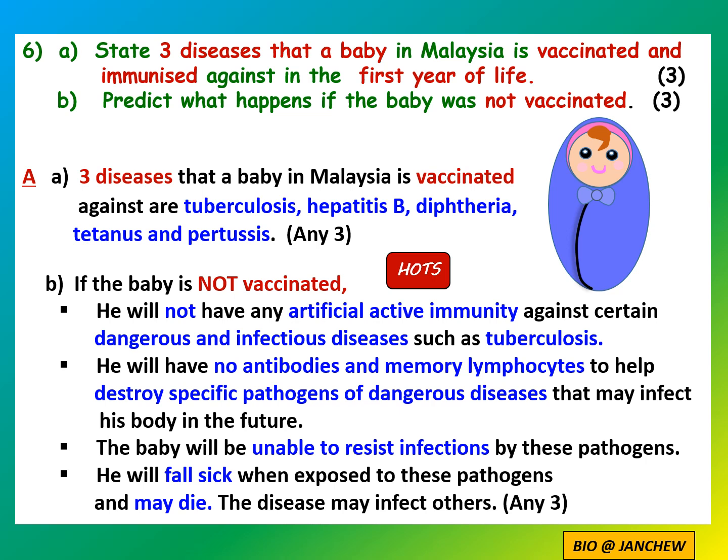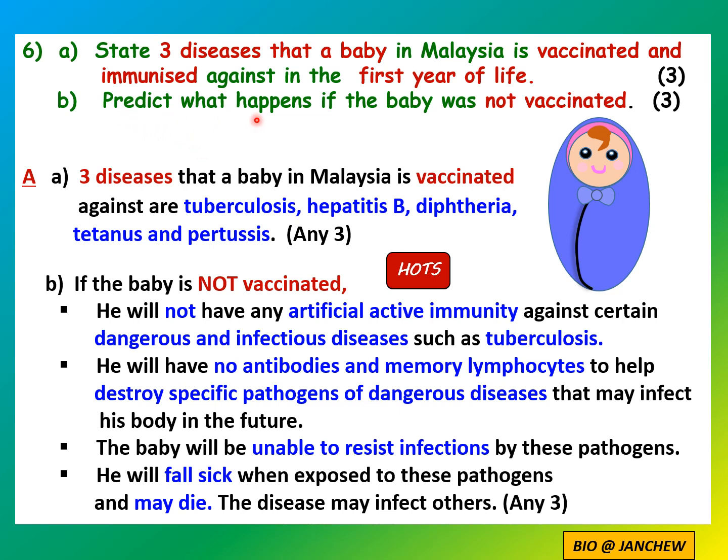Last few questions. Number 6. State 3 diseases that a baby in Malaysia is vaccinated or immunized against in the first year of his life, when he's first born, the first year of life. So we have to know something about the immunization program. So 3 diseases that a baby in Malaysia is vaccinated against are tuberculosis, hepatitis B, diphtheria, tetanus, and pertussis. So choose any 3 diseases, 3 marks.